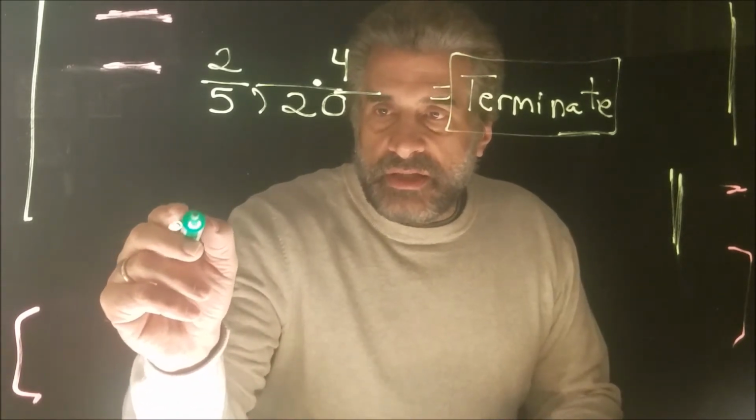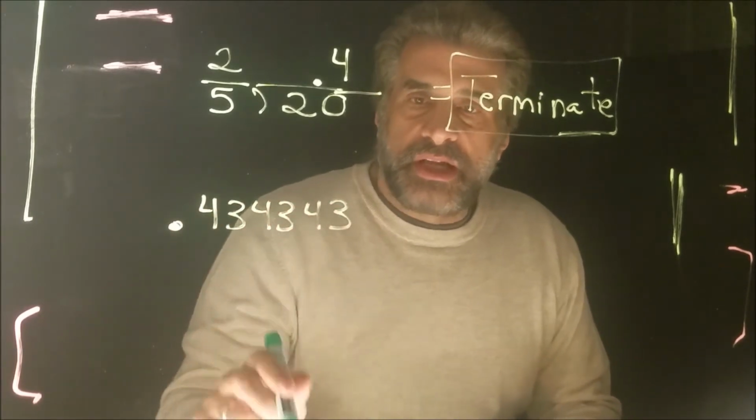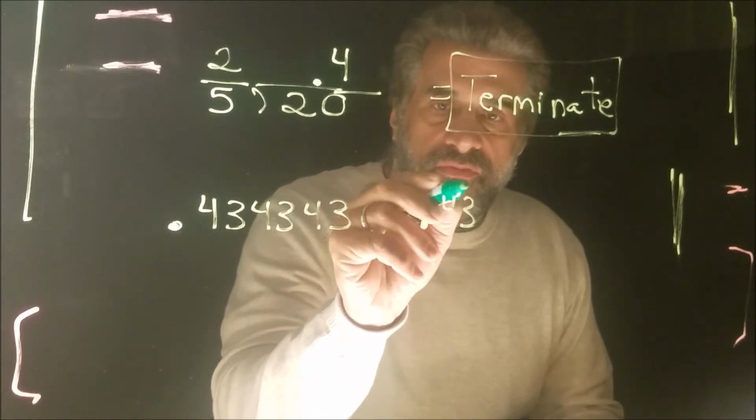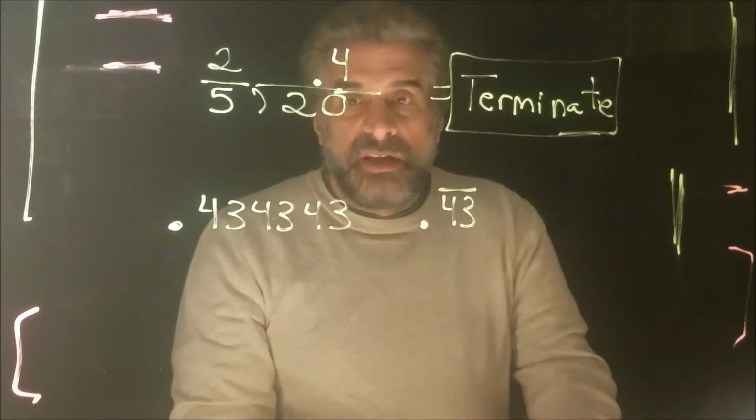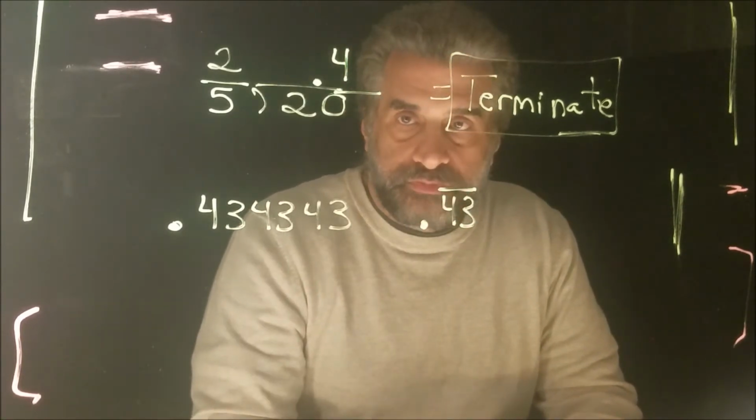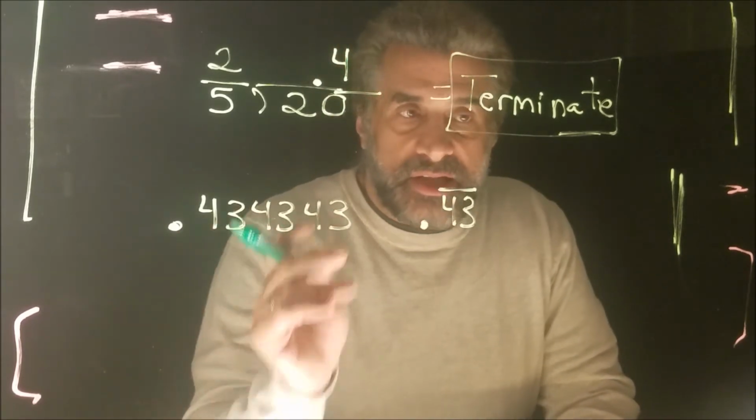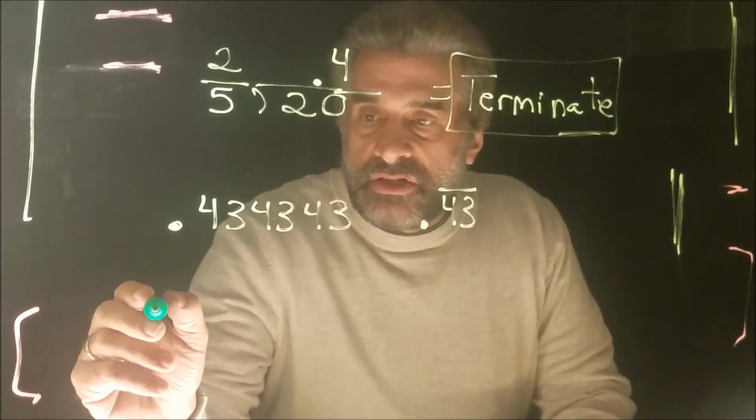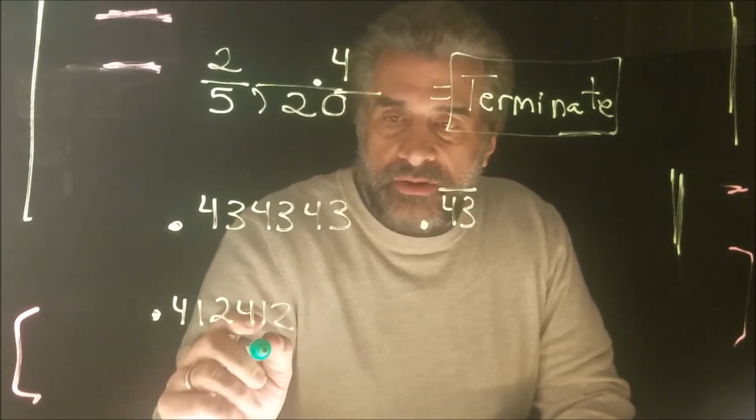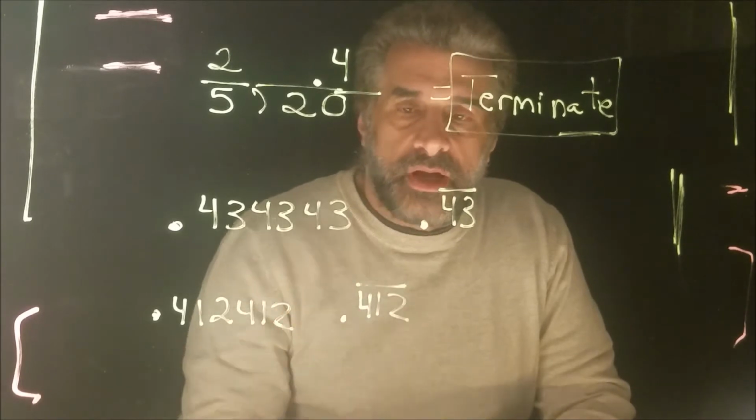So if I have a decimal like 0.434343, well, that's just repeating with a pattern. The pattern is 43, 43, 43. So you can just put a 0.43 with a line on top, a bar. And this is a rational number also because it repeats with a pattern. So that's the key for rational numbers. They have to have a pattern that repeats. Not just a pattern, but the pattern has to repeat. So if I said 0.412412, well, that pattern repeats. And that'll be 0.412 with a bar on top of it.